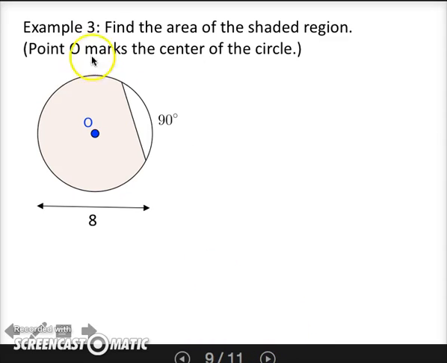We're asked to find the area of this shaded region, which is a really unusual shape that we've never found an area of before. We're told that point O marks the center of the circle, and we're given this measure all the way across the circle, which is the circle's diameter. So I'm going to draw the radius of the circle, and I'm going to label it 4, since the radius is half of the diameter. This radius is also 4.